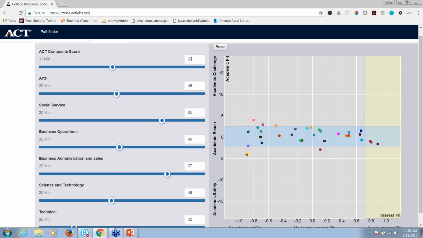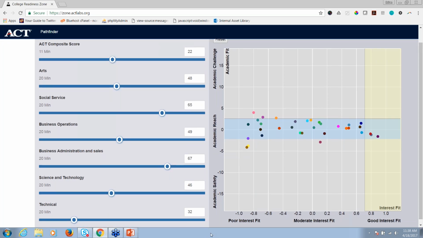And so we have, again, students' ACT composite score, and then there are 6 interest inventory scale scores that Jeff talked about, artistic, social, and so forth. And so if those values are in there, then we can plot students in terms of their fit for interest, and that's the x-axis.